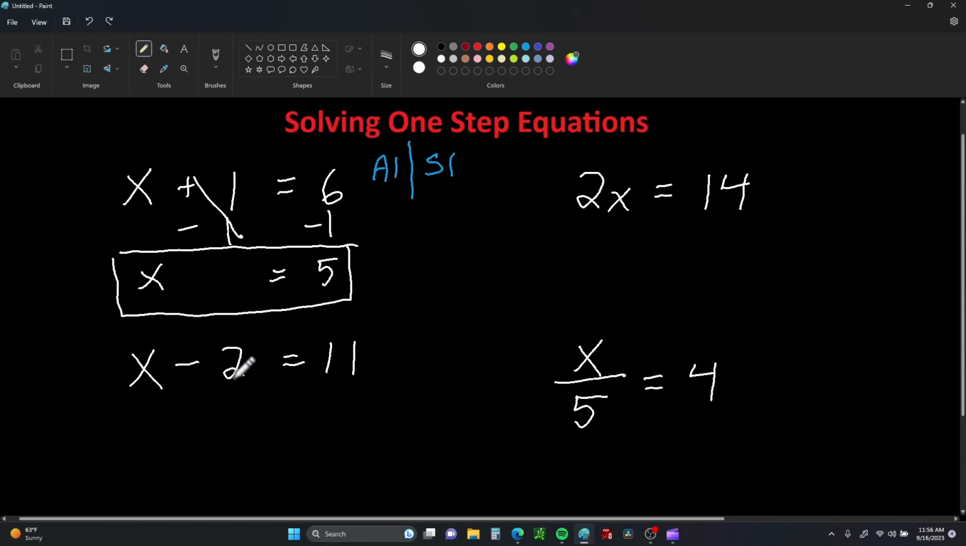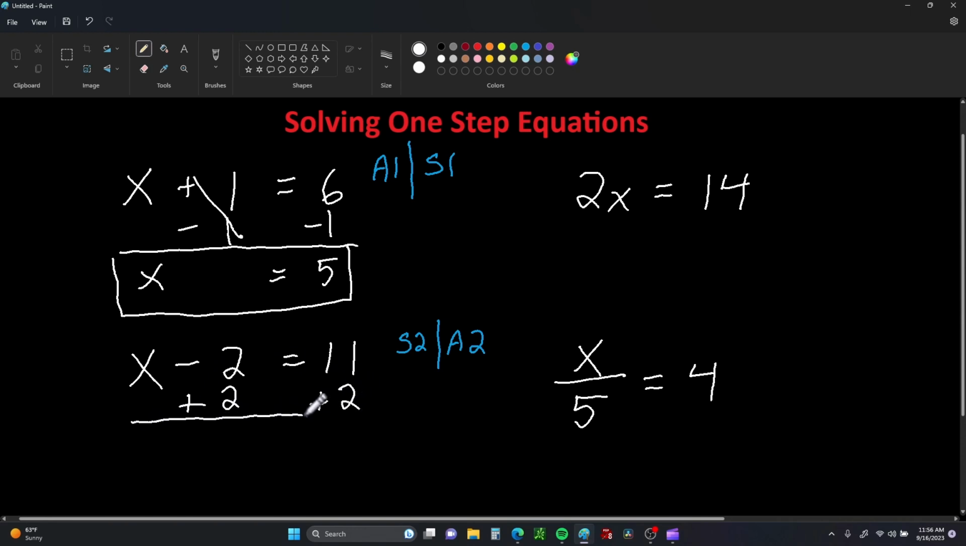Here, when I ask what's being done to x, I see that I'm subtracting 2, so I put S2, subtract 2. And in order to solve it, I do the opposite of subtracting 2, and I add 2 to both sides. So I'm going to add 2 to the left side. The 2 goes under the 2, and I add 2 to this side.